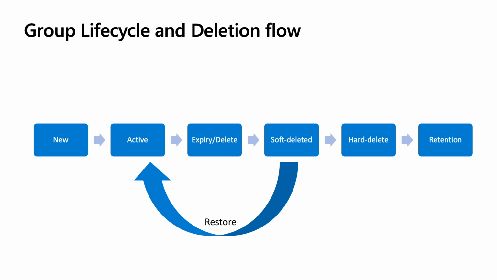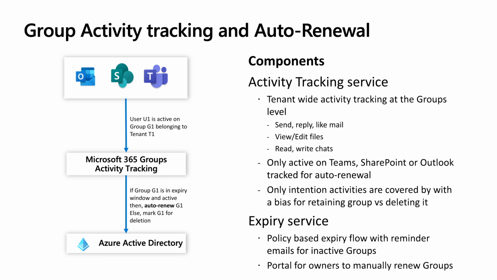But if the delete is not restored within 30 days, then the group goes into a hard delete state, which means the entry of the group is completely removed from the directory and also all the associated data is removed. The only exception where we don't remove the data is when retention is applied. Now that we've gone through the group's life cycle at a high level, let's dive in and look at exactly how this works. Let's start by looking at group activity tracking and auto renewal.